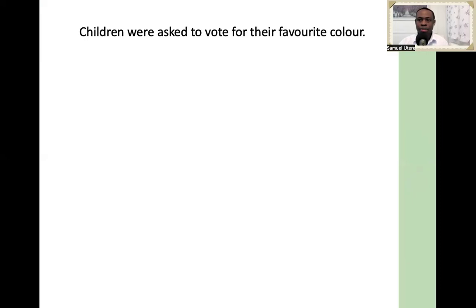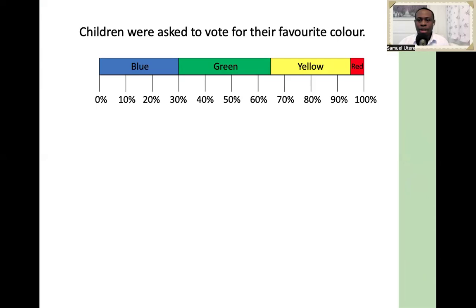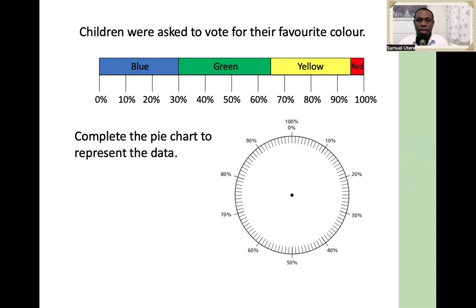Let's do some new learning for this lesson. Children were asked to vote for their favorite color. As your first example, let's explore this. If we have to complete the pie chart to represent the data, we would first mark a vertical line in our pie chart. Now, we don't really have to use a vertical line. That 0 mark could have been horizontal, it could have been upside down, but a lot of the time when we practice, it is good to have it in that position. So the vertical line of 0.